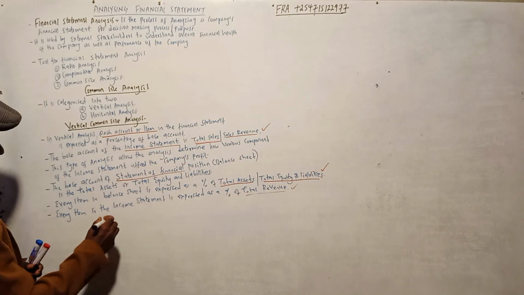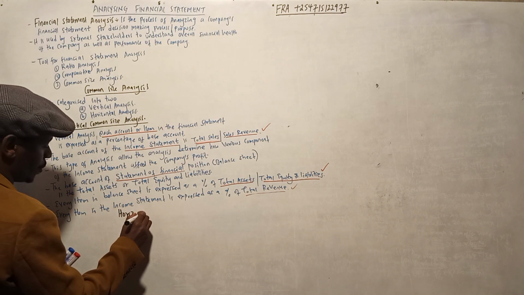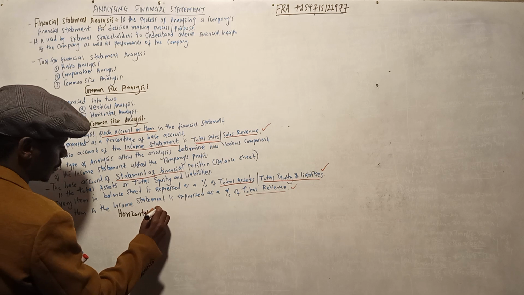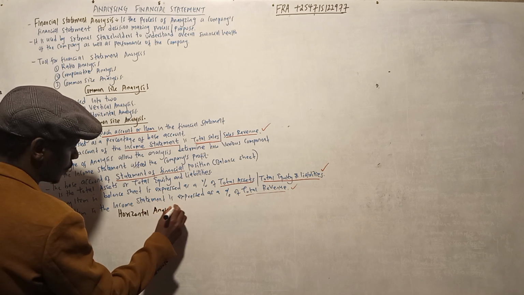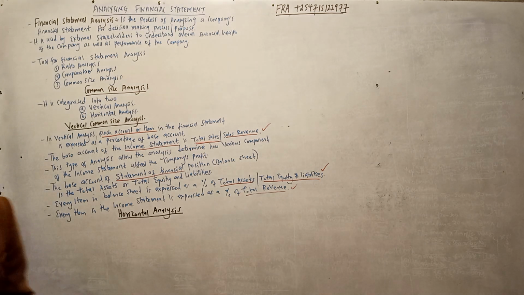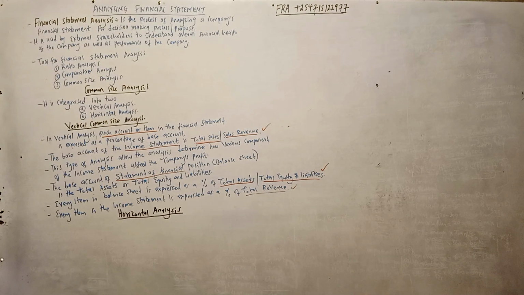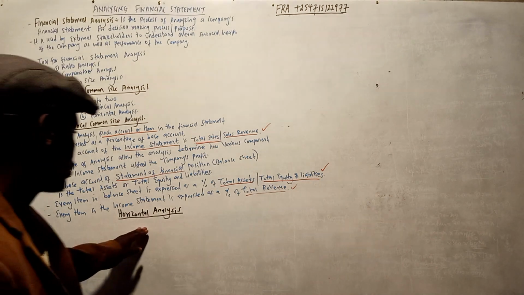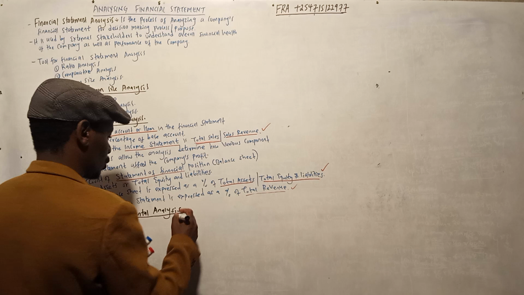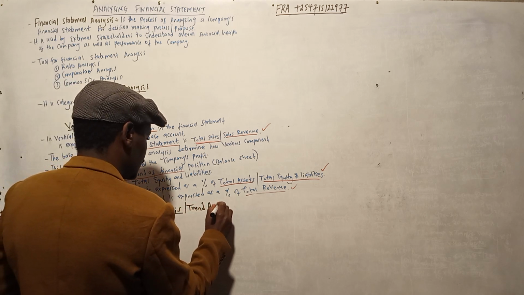Let us see the horizontal analysis. Now, for horizontal analysis, each account value is expressed as a percentage of a designated base year account value. So when we talk about the horizontal, horizontal is also called the trend analysis.